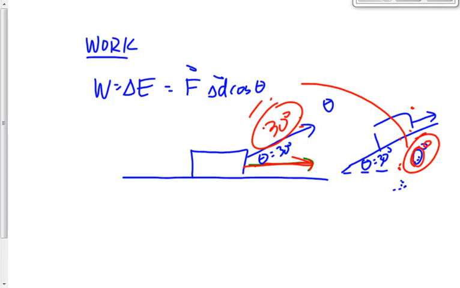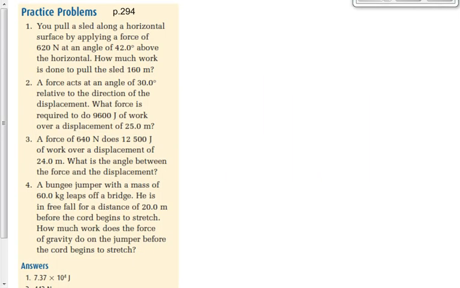Is that good? All right, let's take a look at our homework, which is on page 294, questions 1 to 4. Any issues with those 4 questions? Jace, 4? Okay, any others? Really? 2? Okay, 2, 3, and 4? Let's take a look at 2, 3, and 4 here.